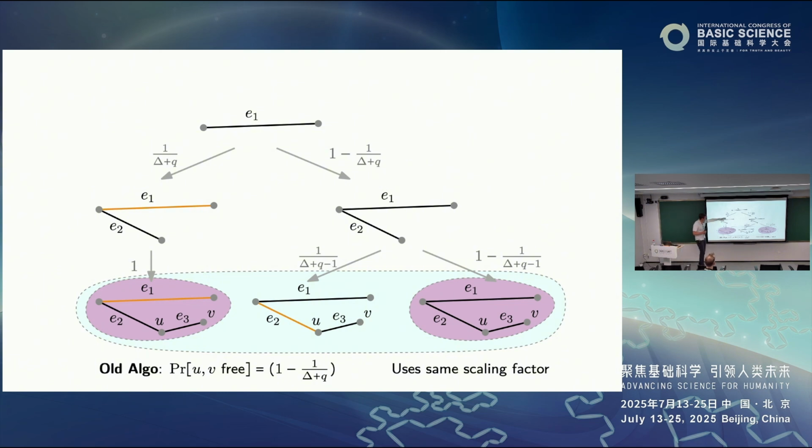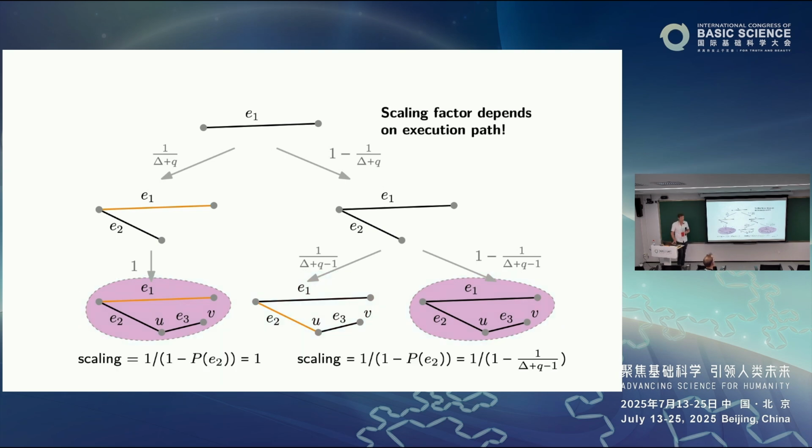So you can notice that in this path here, the probability that we selected E2 was 0. We already selected E1. So if I go down this path, if UV are both free with probability 1. On the other hand here, I selected E2 with a larger probability because both endpoints of E2 were free and we scaled up E2. So here, if we have an execution-dependent scaling factor, we will scale it up by 1 minus the probability that we select E2 in this. Okay, so that's much easier to keep track of, and that's what we do. Okay, so 1 over 1 minus PE2.